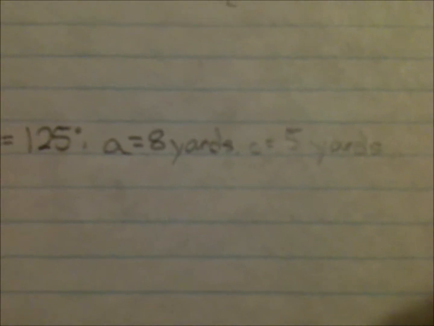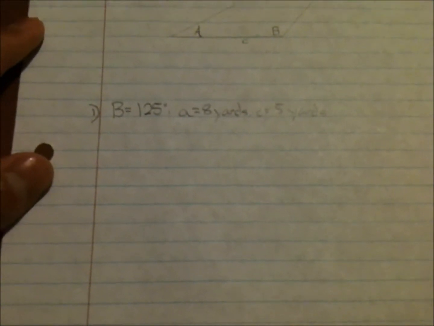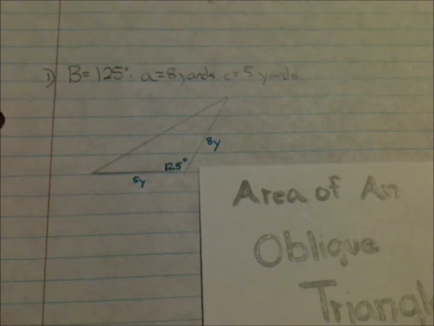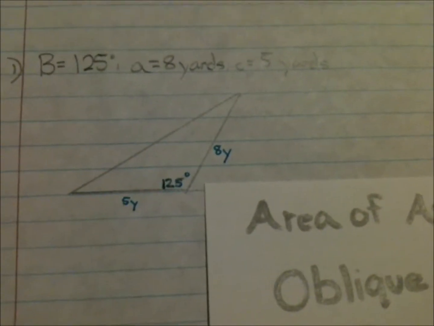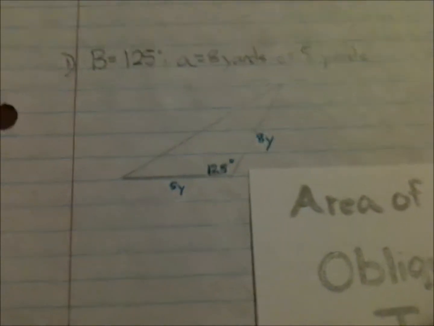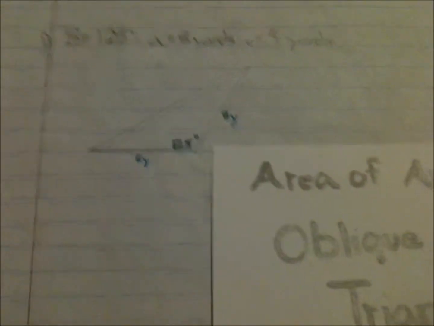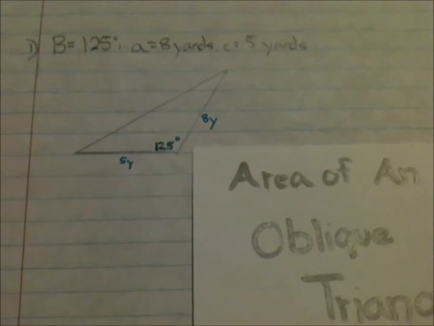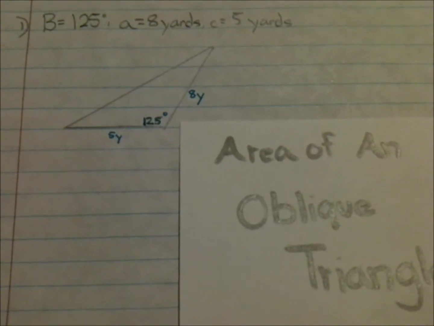Okay, here's our problem. Sorry if you can't see that, the lighting is really bad. Okay, so first we're gonna get started by drawing a picture of our triangle. So here is our drawn picture of our problem, so you can see. Now we have to use one of our oblique triangle formulas.